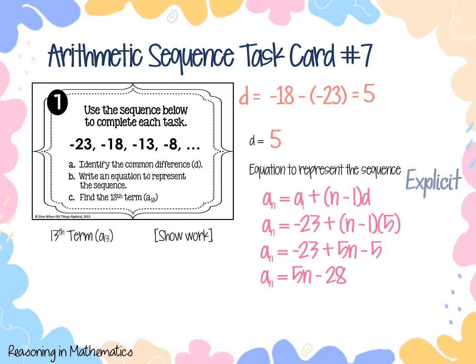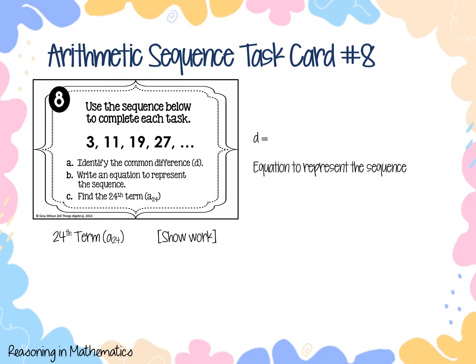Combine like terms. Here is our formula to find any term in this sequence. A sub n is 5n minus 28. We want term 13. So plug in 13, put it in your calculator, and the 13th term should be 37. Card number 8, same process again.